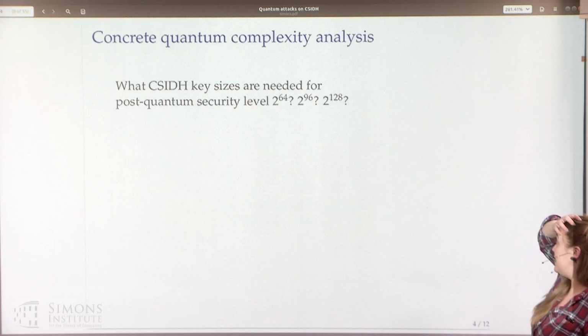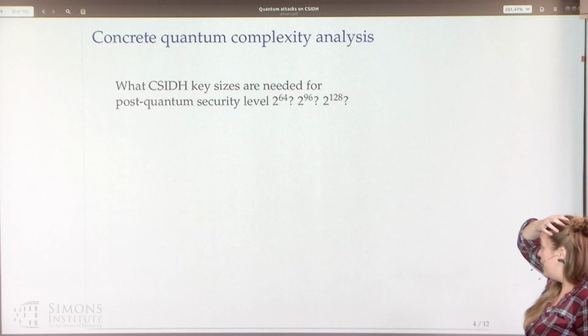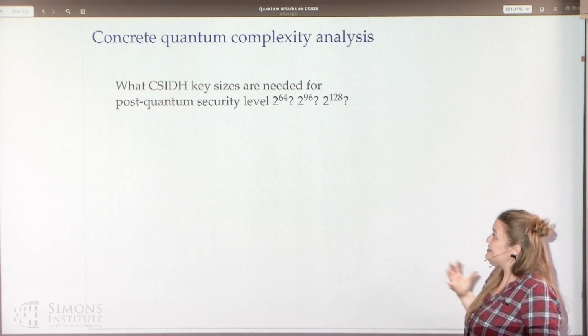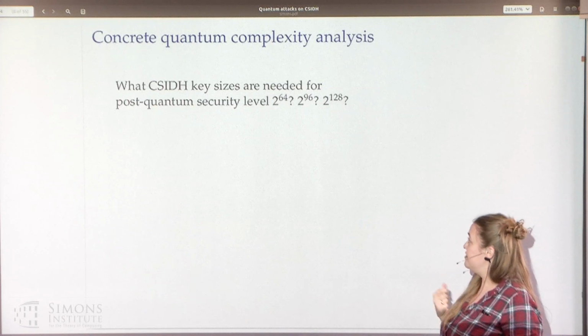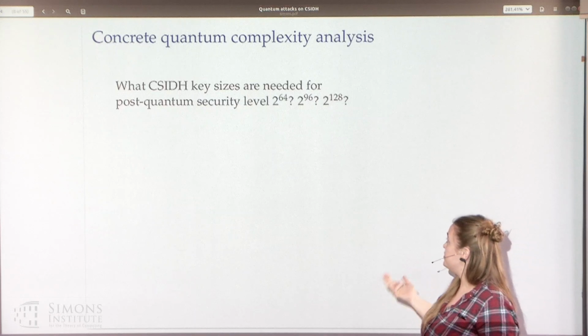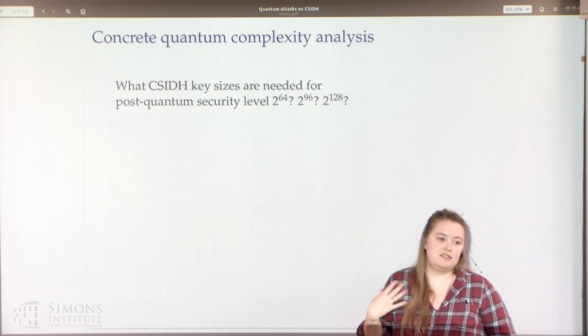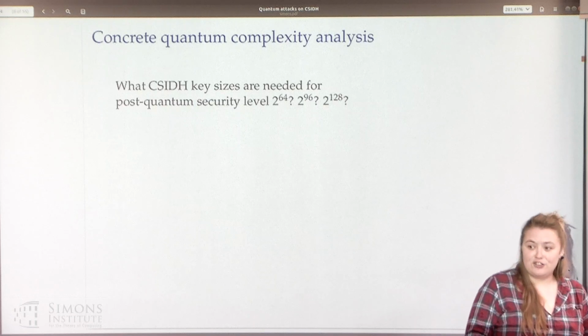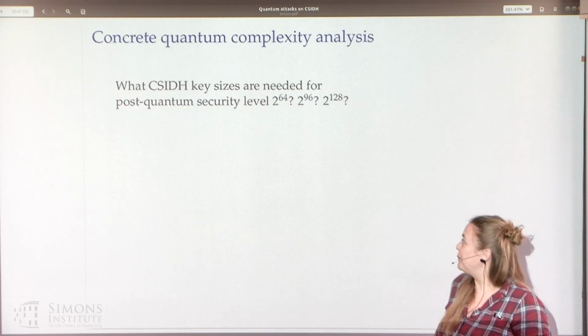So when I say concrete analysis, what do I mean? I want to know what the key size should be for post-quantum security level 2 to the 64, 2 to the 96, or 2 to the 128. So this is roughly corresponding to the NIST levels, although I don't think they phrase it this way.